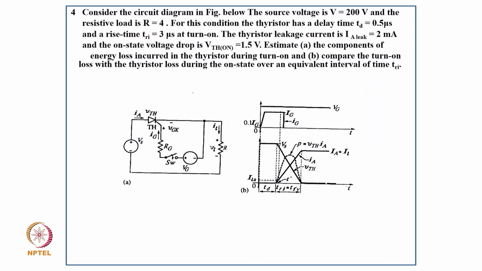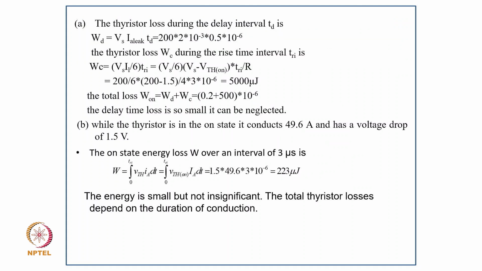You can see the waveform here as we apply the gate pulse from this source in the circuit, and how the voltage goes down and current builds up during that, and how the loss P equal to VTH into IA is shown in the figure here. So we can have a calculation based on that. The thyristor loss during the delay interval is WD equal to Vs times IT times Td.